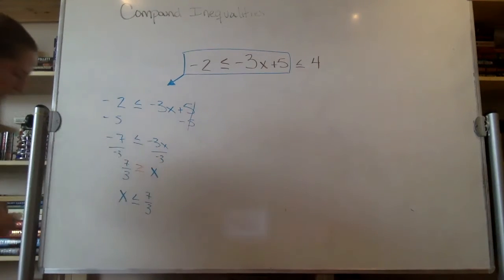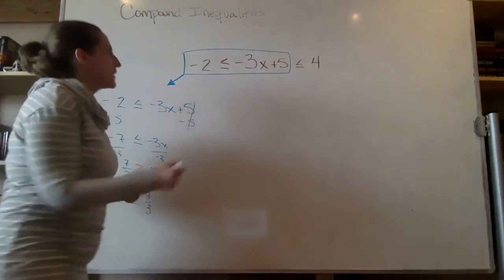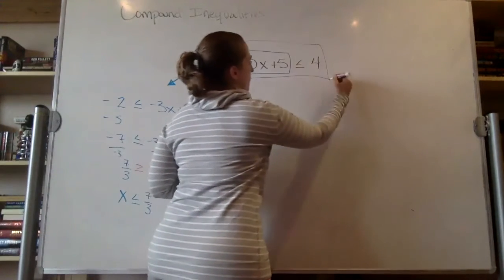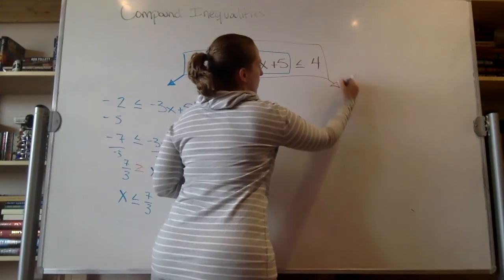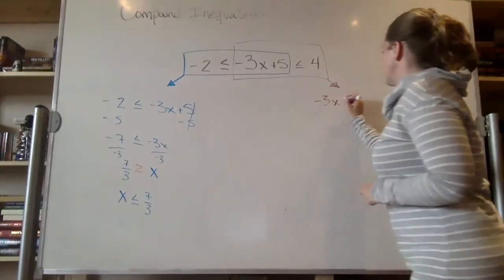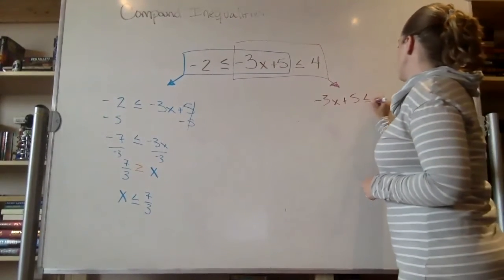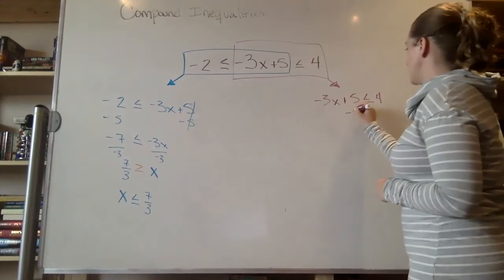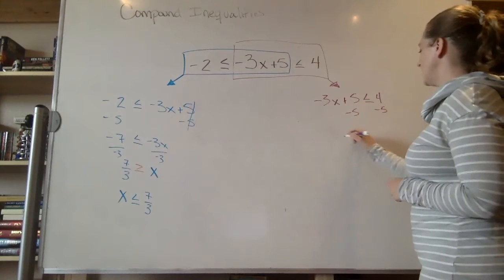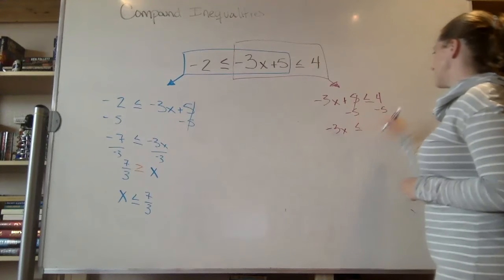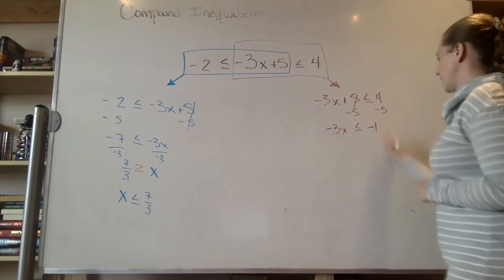Okay. Now let's look at the other inequality that's hidden inside of here, and that's this guy. So the second inequality in our compound inequality is -3x plus 5 is less than or equal to 4. Now we can solve this. I would solve this by subtracting 5 from both sides. -3x, 5 and -5 cancel, is less than or equal to 4 minus 5, which is -1.